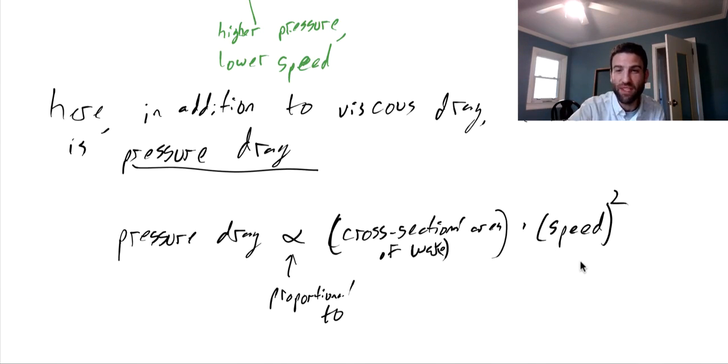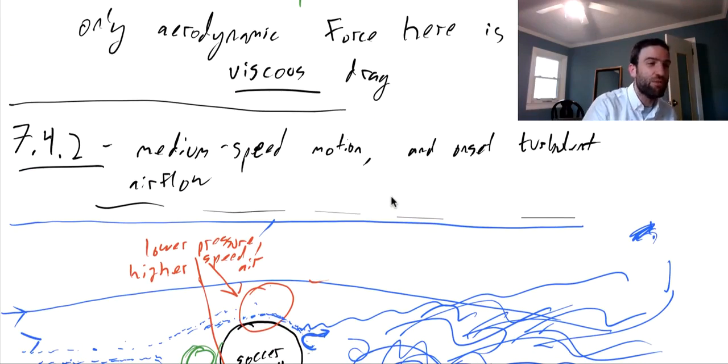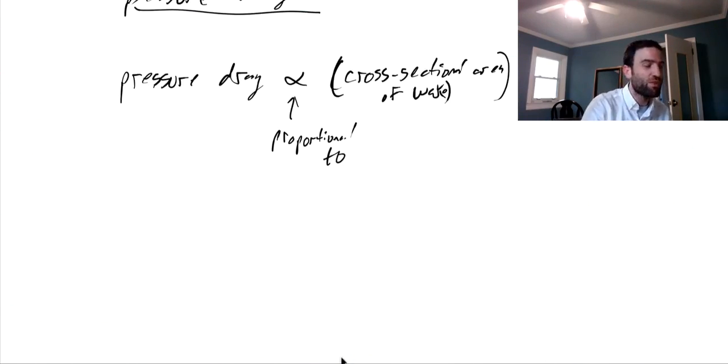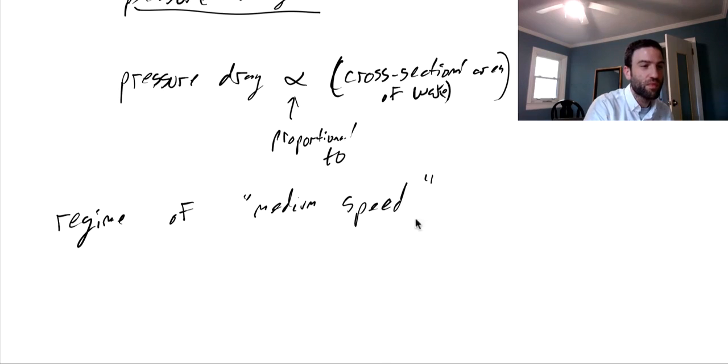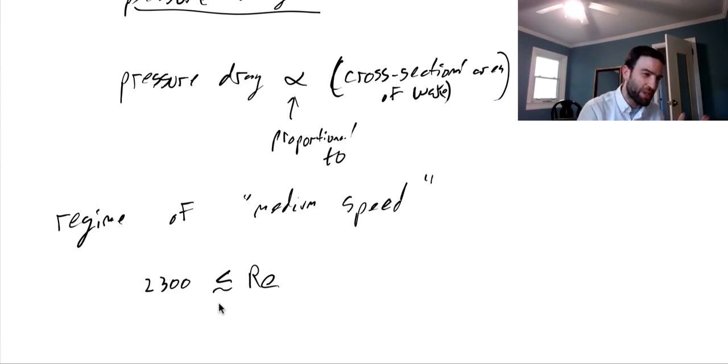Pressure drag depends on speed squared. And that means if you have a fast moving object, the faster it moves, the much faster the pressure drag increases. Now, when I say this is kind of medium speed motion, the regime that we're talking about here, regime of medium speed, is basically Reynolds numbers which are bigger than this threshold. So it's not just laminar flow anymore, so it has to be bigger than this 2300 number, but it's less than, say, about 100,000. Okay.